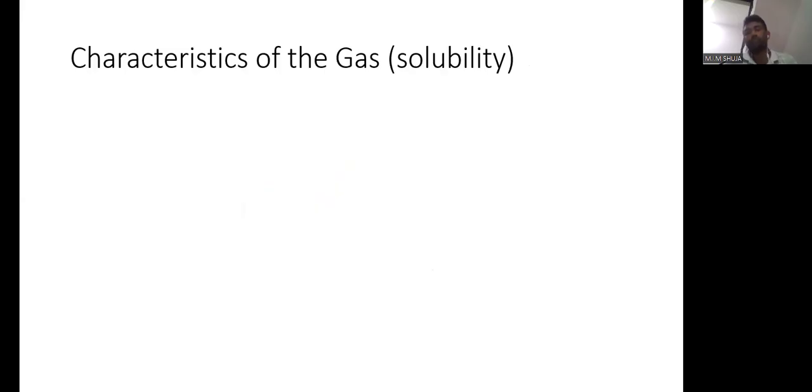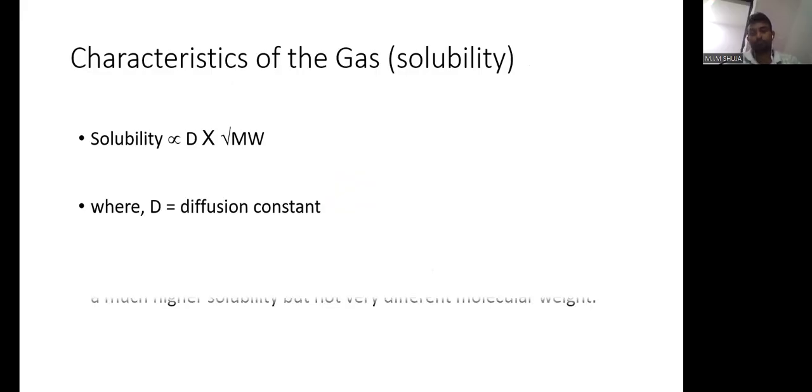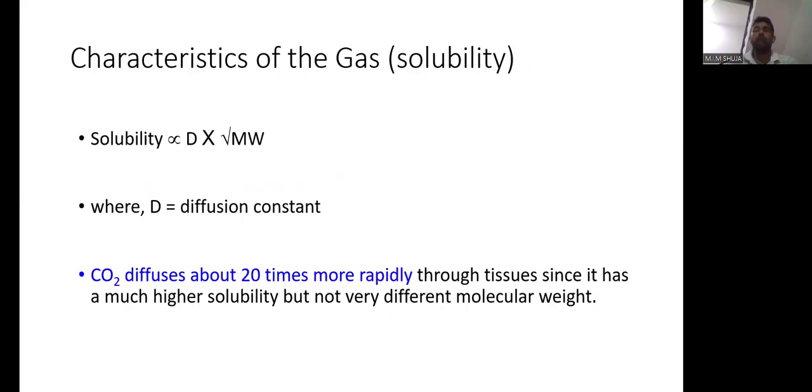The characteristics of gas solubility that we have seen: the solubility is proportional to the diffusion coefficient times the square root of molecular weight. Carbon dioxide diffuses 20 times more rapidly than oxygen.